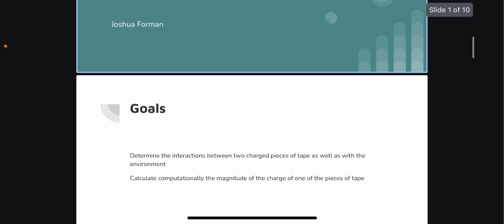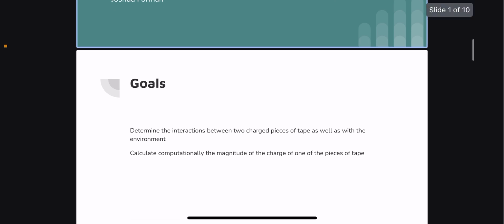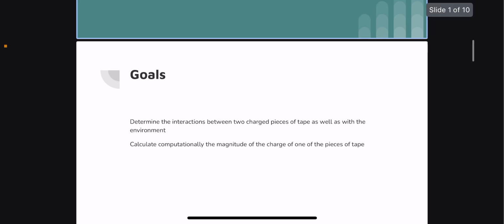The goal of this experiment is to determine the interaction between the two charged pieces of tape, as well as with the environment, and to calculate computationally the magnitude of the charge of one of the pieces of tape. It's the same as the last lab, except now we're using the tool of integrating over the tape, or I guess with a computer, we're doing it in discrete steps. It's more like adding the small electric fields that come from each bit of tape.